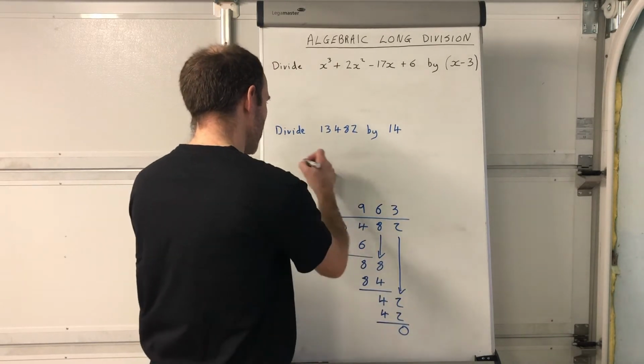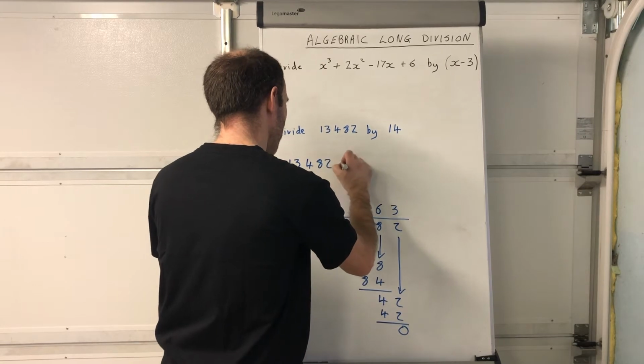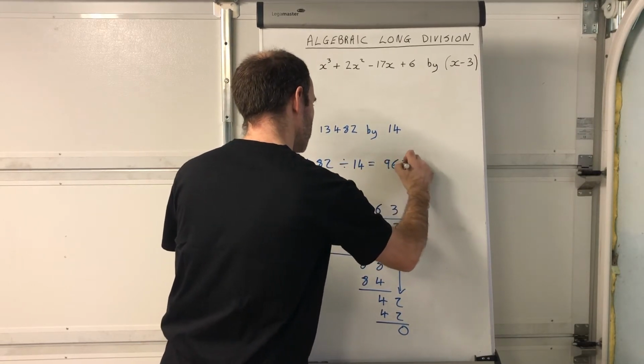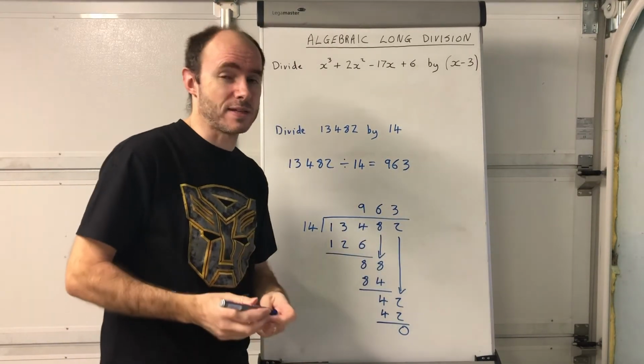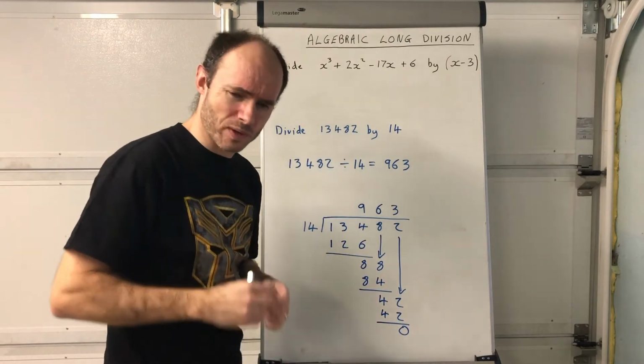Okay, so I could write the answer like this: 13,482 divide by 14 is equal to 963. Okay, that's it with numbers. Let's have a go at the same thing but using algebra now instead, shall we?